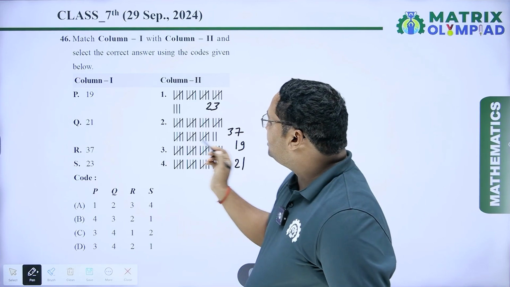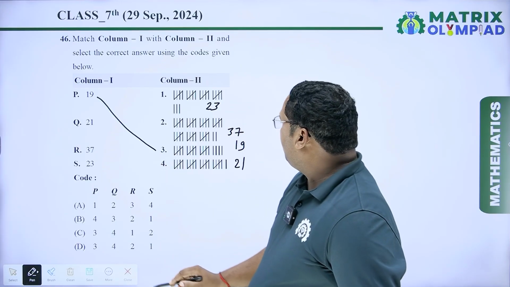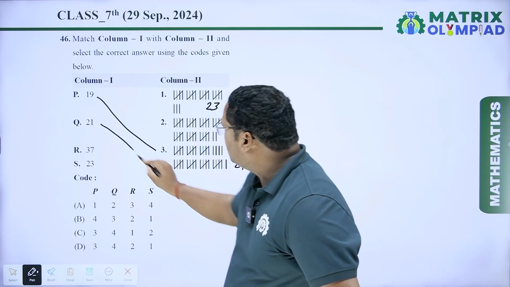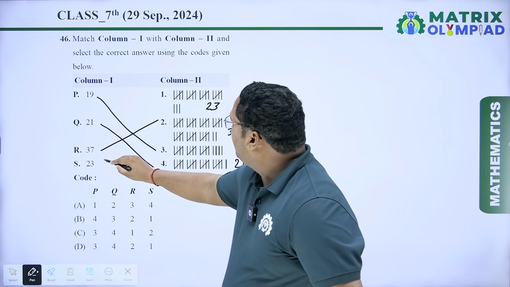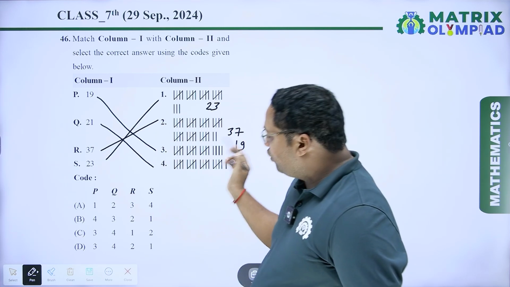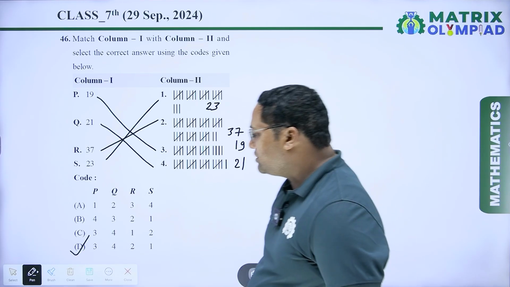So let's match 19. Here 19 is third. 21. Here 21 is fourth. 37 is 2. So 3 4 2 and 23 is 1. So it is 3 4 2 1. 3 4 2 1 is option number D. So right option is D option.